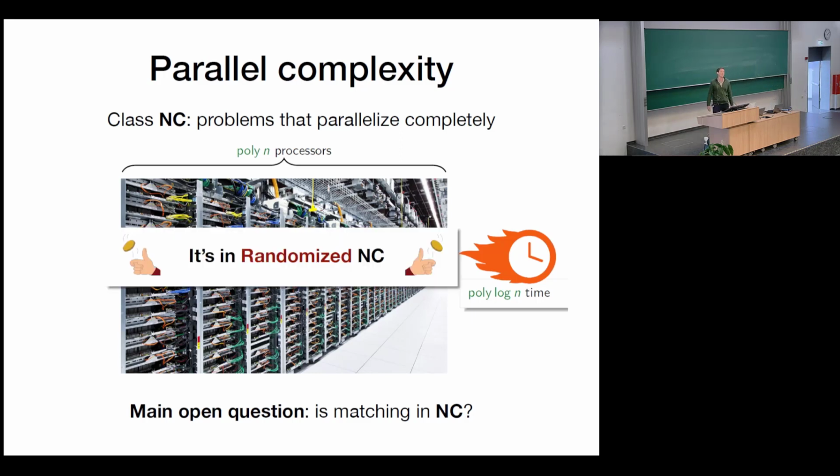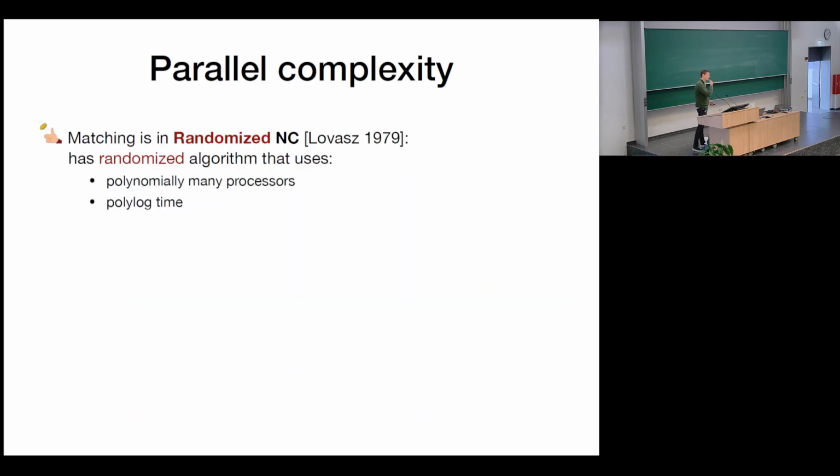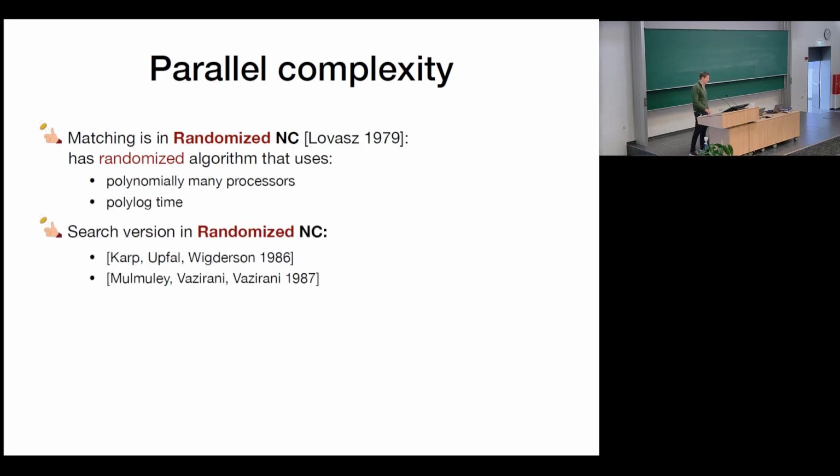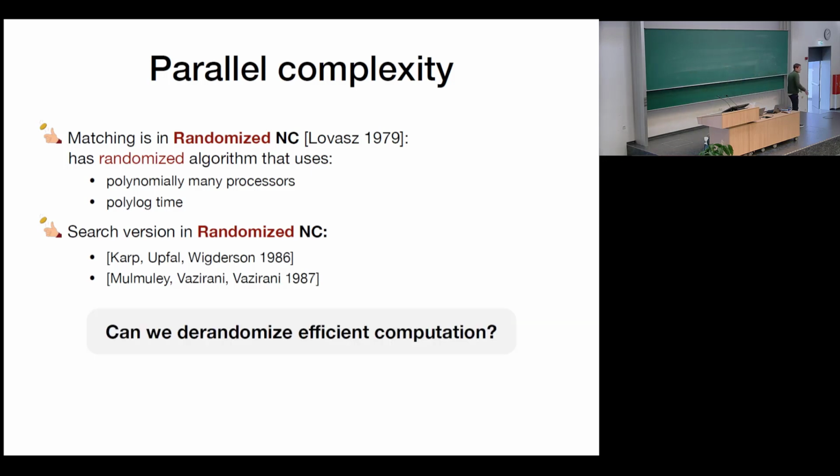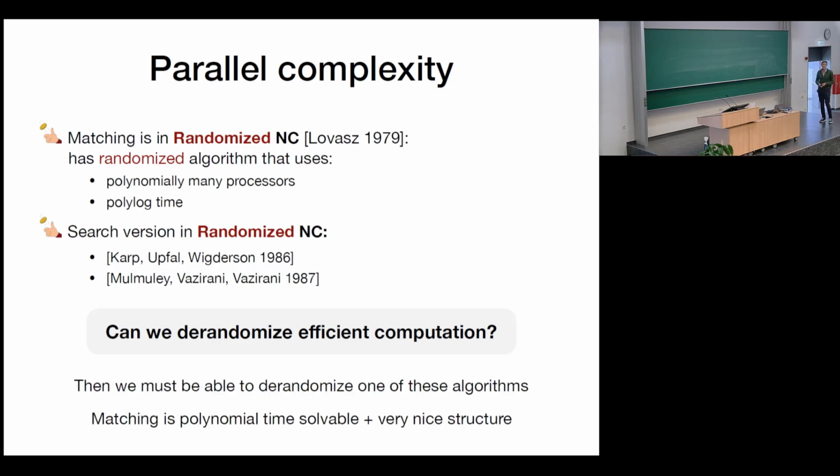If you're allowed to flip coins, then we have known algorithms since the 70s. The first algorithm was by Lovász in 79. He showed that we can decide in randomized polynomial parallel time whether a graph has a perfect matching or not. And the search version turns out to be more complex, so it took a decade until Karp, Upfal, and Wigderson, and then Mulmuley, Vazirani gave algorithms for finding a perfect matching if it exists. So if we believe that we can de-randomize all efficient computation, at least we should be able to do this question that we know a lot about. We have studied matchings for over 100 years.